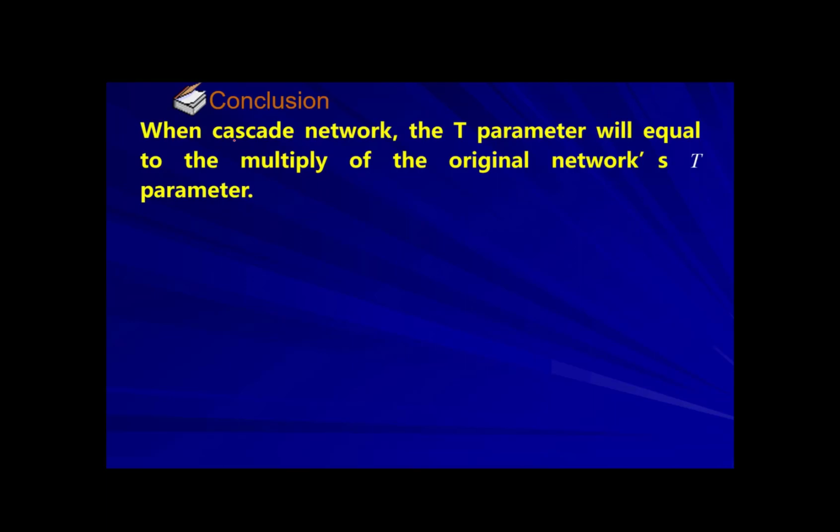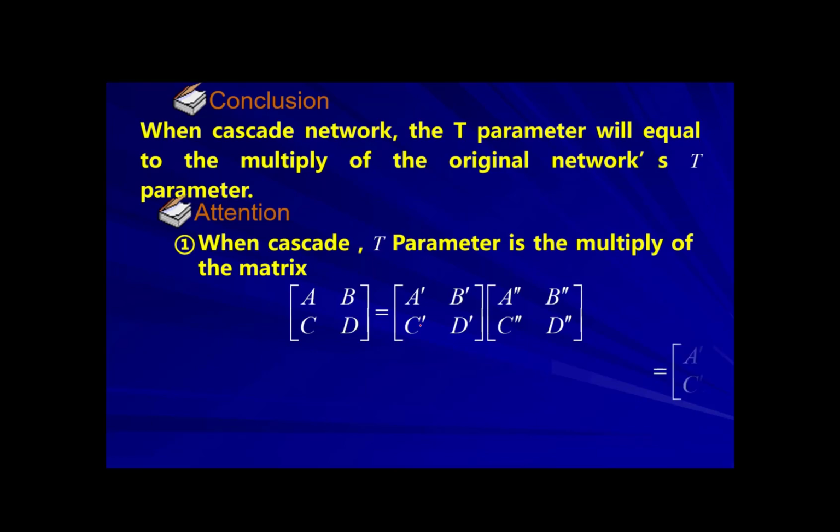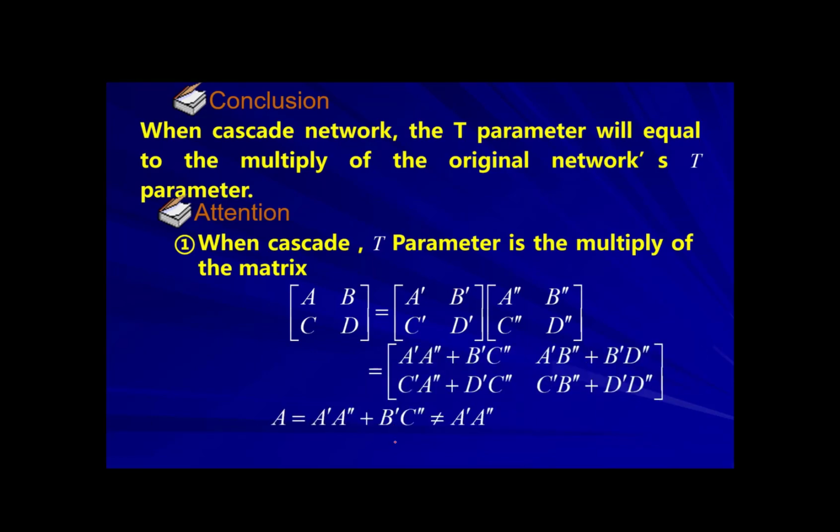Conclusion: when cascading networks, the T parameter will equal the product of the original networks' T parameters. And pay attention, when cascaded, the T parameter is the multiplication of the matrices, not the multiplication of every component.